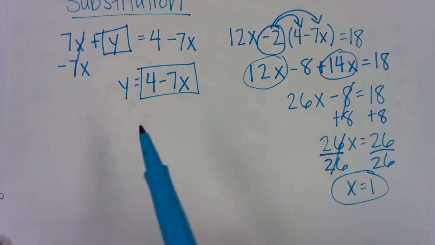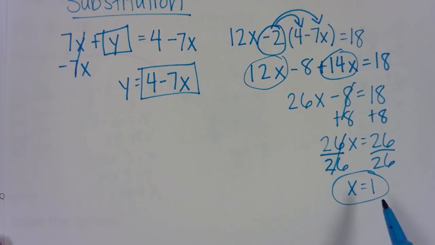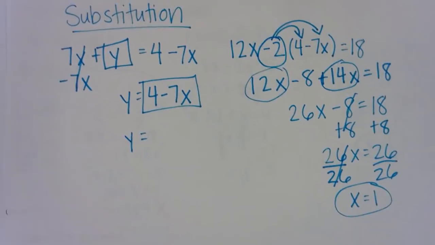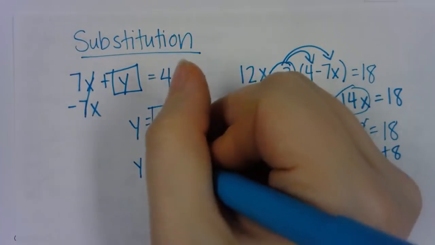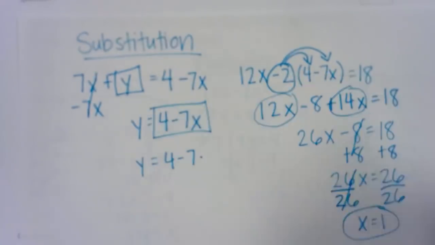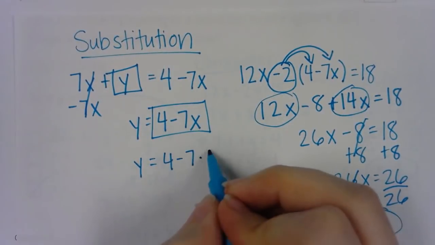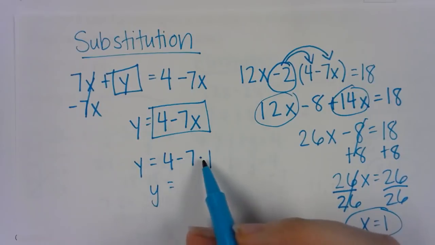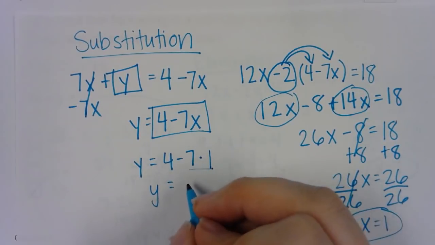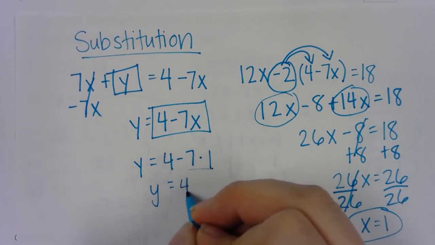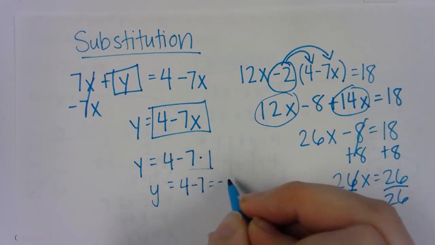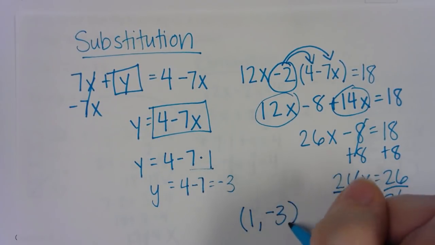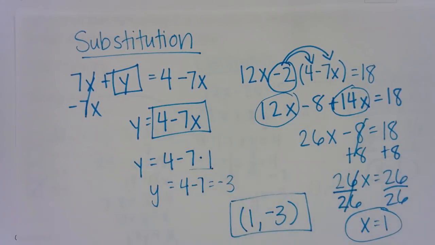And just like before, I have a value for x. I need to sub it back in to get my y. I could take the 1 and put it back in this equation, which is already solved for y. And I have 4 minus 7 times 1, so 7 times 1 is 7. So 4 minus 7, which is negative 3. So again, you still have the point 1 comma negative 3 as your solution.